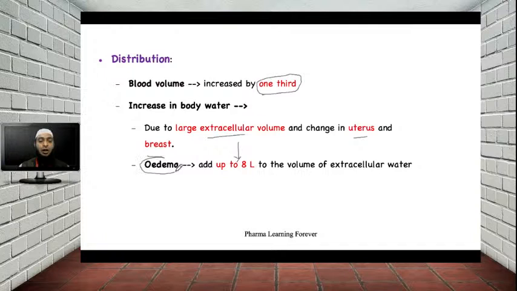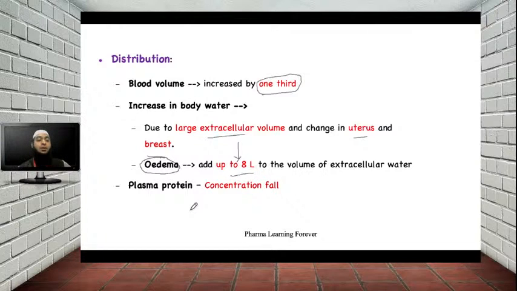So you may see that some of the pregnant women, I am not talking about all pregnant women, but in all pregnant women there is an increase in extracellular volume of water. There is also change in the uterus and the breast, but not everyone suffers from edema. In the few pregnant women where there is an excessive or large amount of extracellular volume, those women will suffer from edema, and it will add up to 8 liters to the volume of extracellular water. So this is another problem in the case of the pregnant woman.